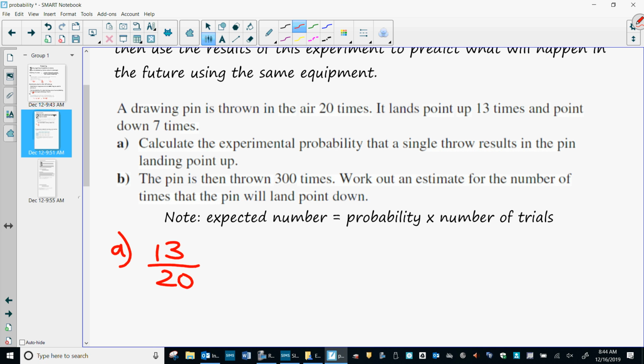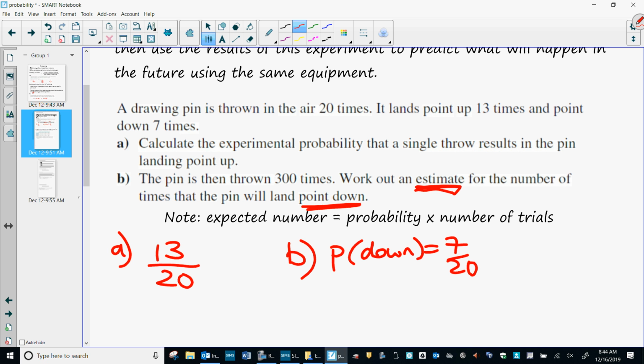B. The pin is then thrown 300 times. Work out an estimate for the number of times that the pin will land point down. We're talking about an estimate here, so it's not completely accurate. We don't want to throw this thing 300 times, so what we do is we use this probability. Now we're talking about point down, so the probability it lands point down would be what? 7 over 20.